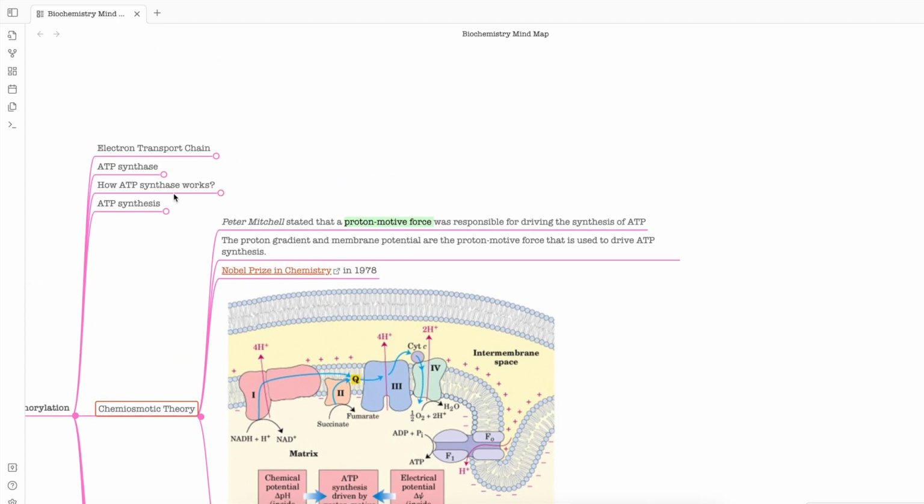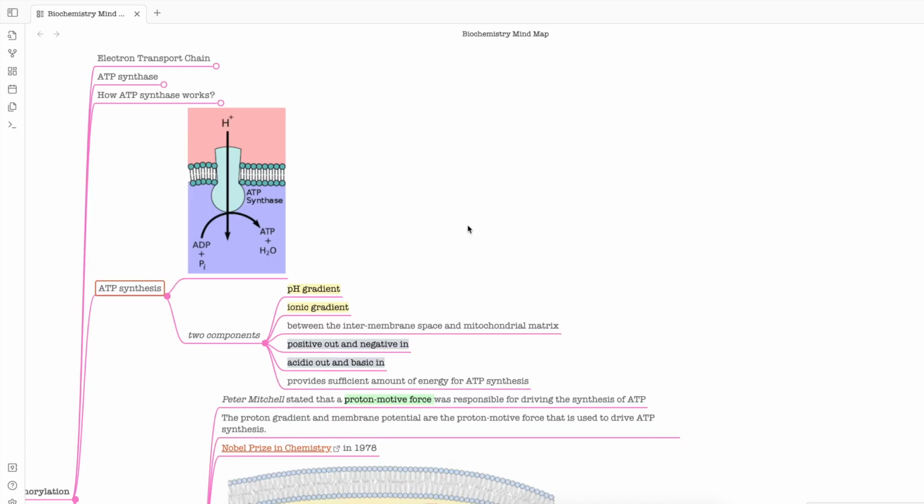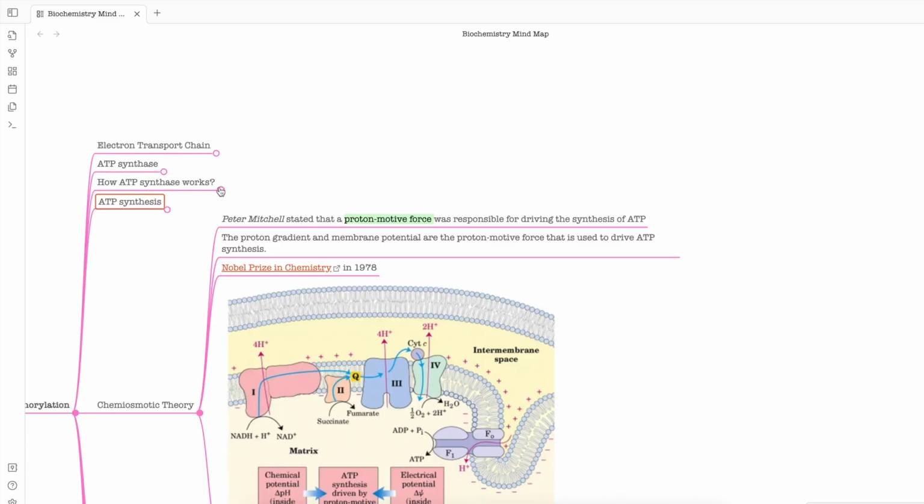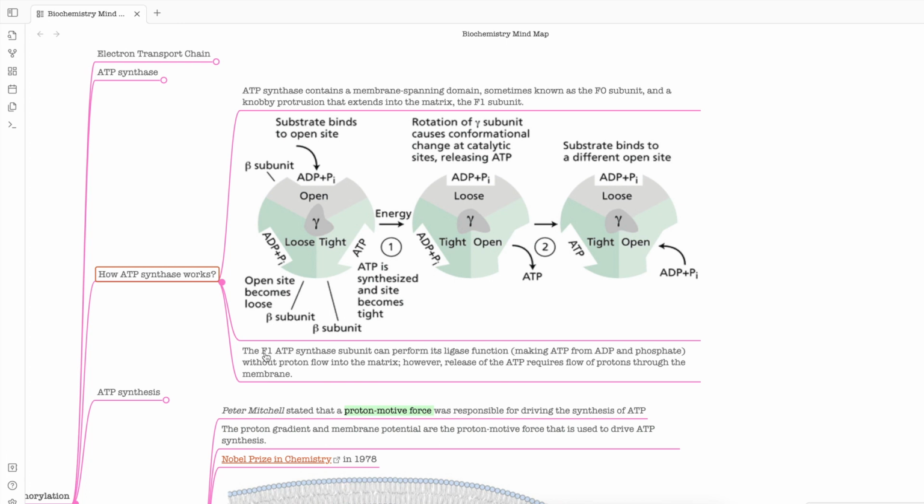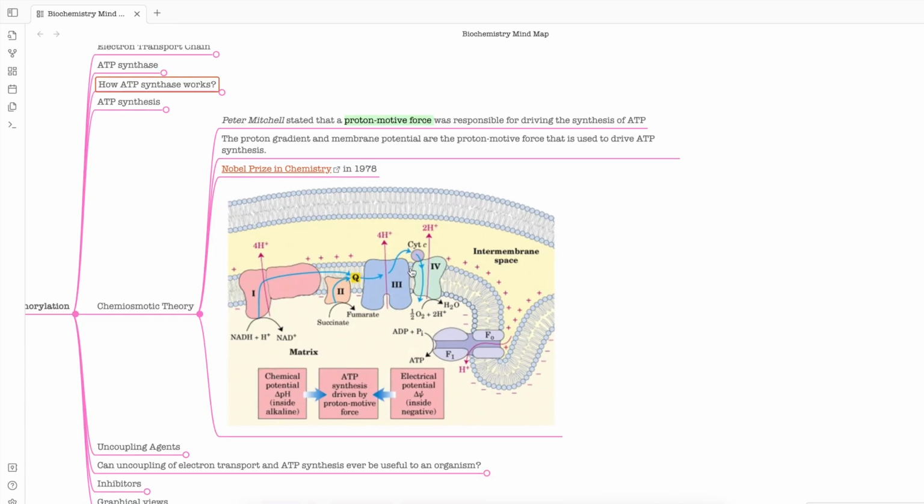If you remember, in my previous video I mentioned one thing: that the F1 ATP synthase subunit can perform the ligase function, that is, the ligation of ADP and Pi, without the proton flow into the matrix. However, the release of ATP requires the flow of protons through the membrane. This is very important. Based on this fact, the concept of proton motive force was discovered. So Peter Mitchell first stated that proton motive force is responsible for driving ATP synthesis.